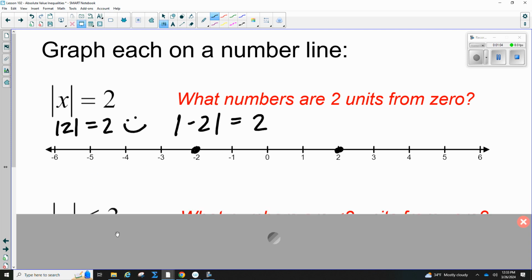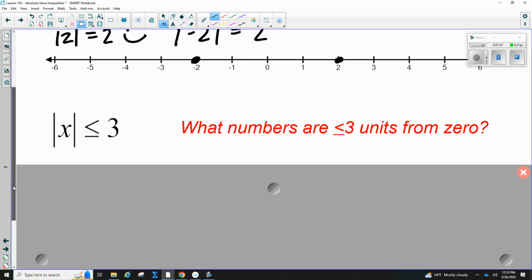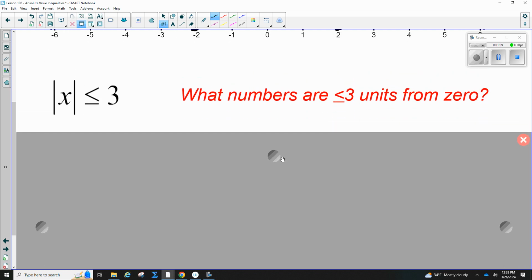All right, now I have the absolute value of x is less than or equal to 3. So let's just think of some numbers that work. The absolute value of what is less than or equal to 3? 3, 2, 4 does not work. 1, 0. How about negative numbers? What works? Negative 1, negative 2, negative 3 all work, right? What about negative 4? No, because that'd be positive 4, which is not less than or equal to 3, okay?